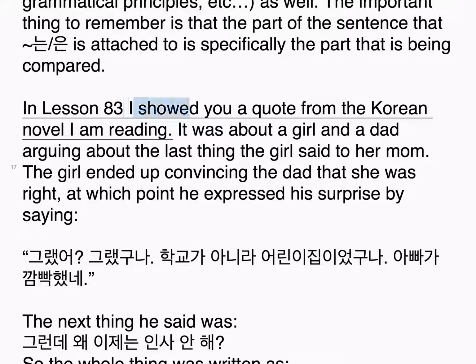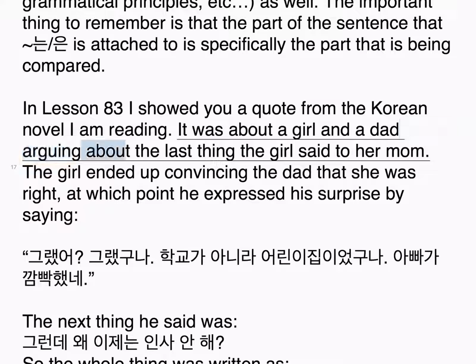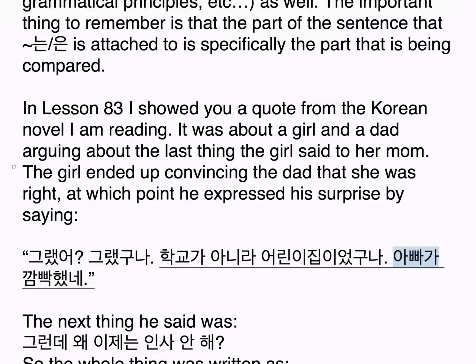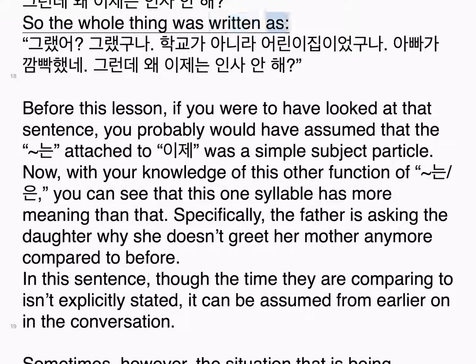In Lesson 83 I showed you a quote from the Korean novel I am reading. It was about a girl and a dad arguing about the last thing the girl said to her mom. The girl ended up convincing the dad that she was right, at which point he expressed his surprise by saying, "그랬어? 그랬구나. 학교가 아니라 어린이집이었구나. 아빠가 깜빡했네." The next thing he said was, "그런데 왜 이제는 인사 안 해?" So the whole thing was written as, "그랬어? 그랬구나. 학교가 아니라 어린이집이었구나. 아빠가 깜빡했네. 그런데 왜 이제는 인사 안 해?"